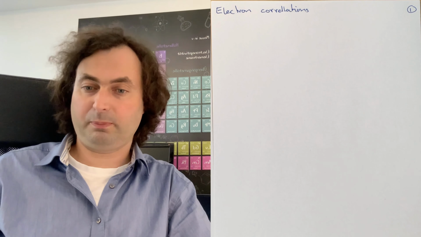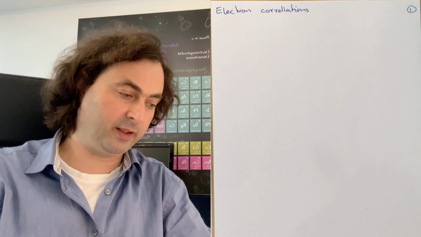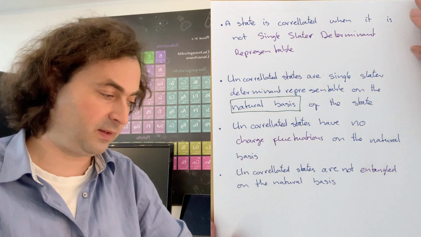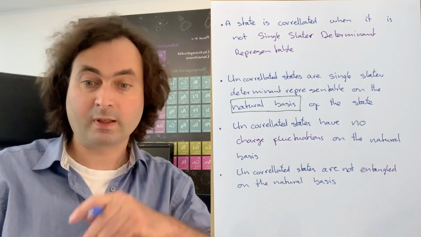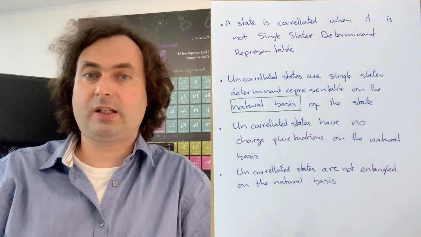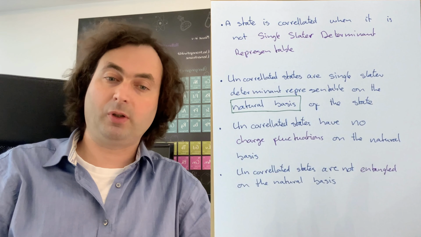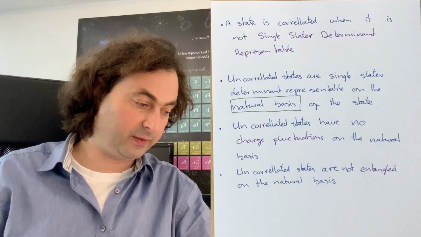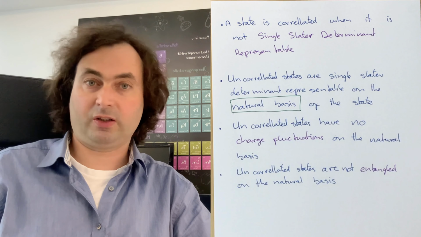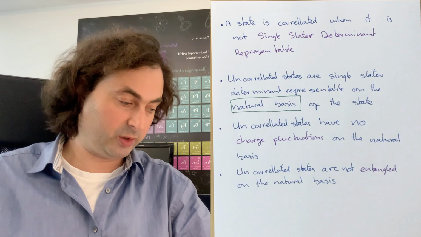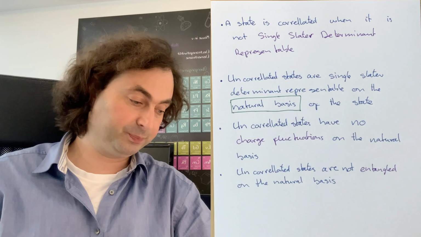So let's start by just giving you a definition of what we mean when we say our state is correlated. And I very much focus here on states and not just on a system, because one system might have states that are correlated and others that are uncorrelated. And we say that a state or a quantum state is correlated when it is not single Slater determinant representable.